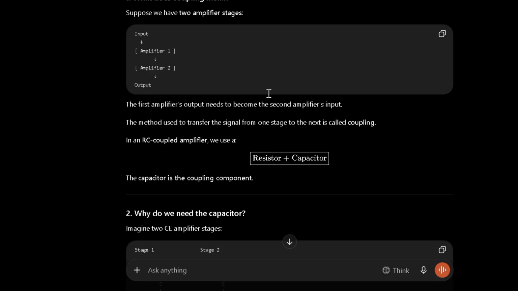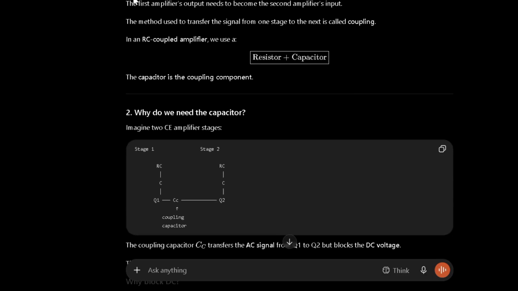The amplifier amplifies the signal. Here, the amplified signal again goes into another amplifier to get the maximum output out of it. So this process is called coupling. The second amplifier's input is the first amplifier's output. In the RC coupled amplifier, we use a resistor plus capacitor as the coupling component to couple the input and output.